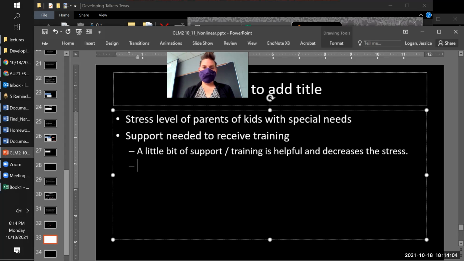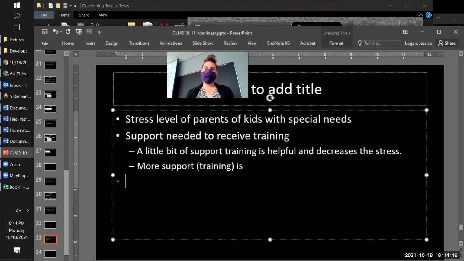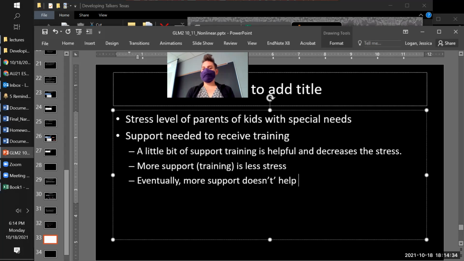Okay, and then more support or training, how would you phrase that, do you think? More support or training, less stress. And then receiving more support is not gonna change it, the stress is gonna stay the same. It doesn't help anymore? Yeah. But I don't think it's gonna increase it, so it's gonna stay steady. Yeah, that makes sense. Doesn't help decrease stress anymore.